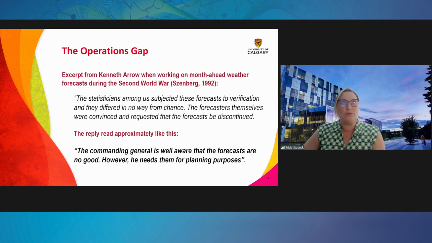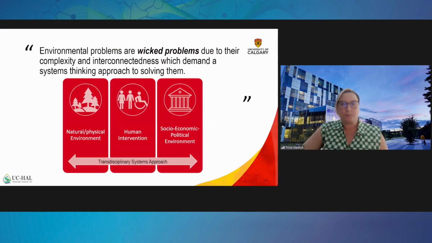Shown here is an excerpt of a quote from Kenneth Arrow, when working on the month-ahead weather forecast during the Second World War. It's basically saying that the commanding general is well aware that the forecasts are no good. However, we need them for planning purposes. So just like the commanding general here, we need models and predictions of extremes for actual operational purposes. So despite the fact that they're not perfect, we know we need to rely on them. So how can we improve them?